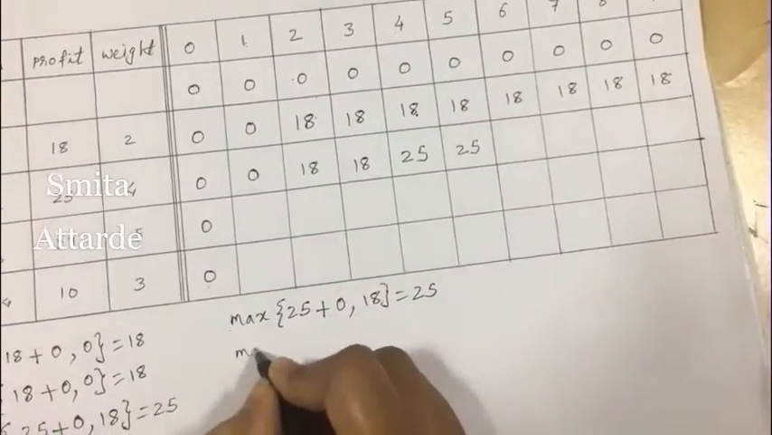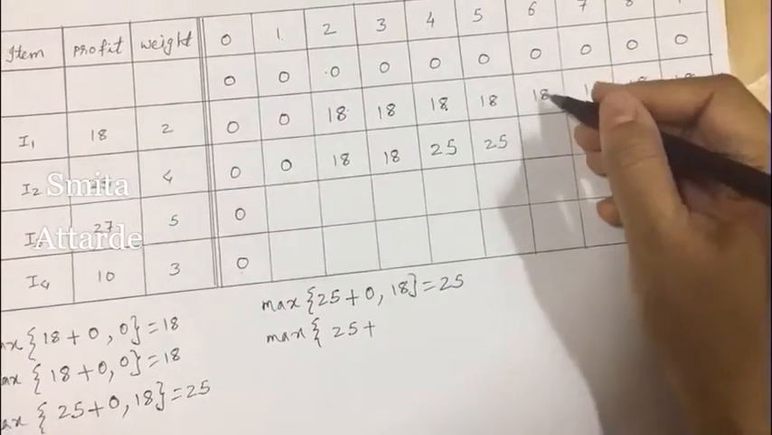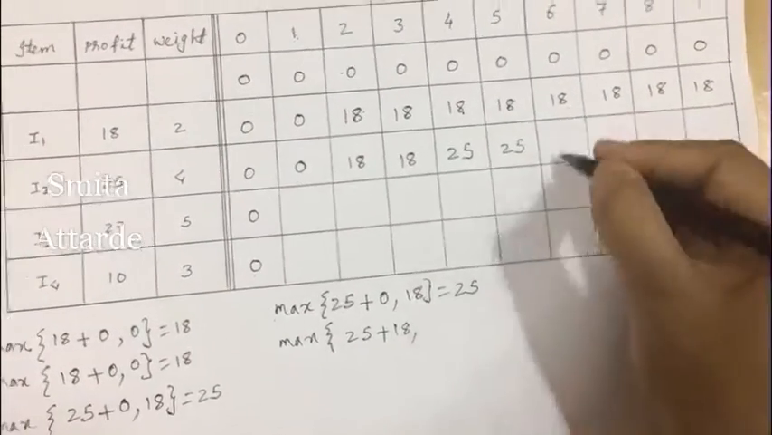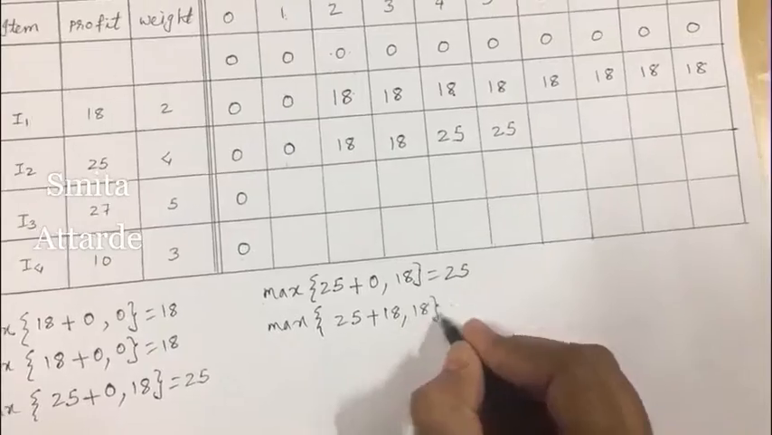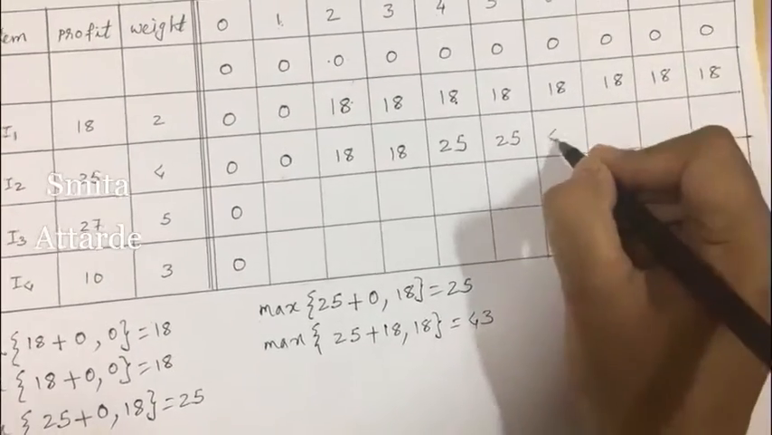Now for this, again I'll use the formula. Profit by this item is 25 plus one row above and 4 steps behind. 1, 2, 3, 4. So 18, comma, the above value is 18. So we are going to get here 43. So I'll write 43 here.